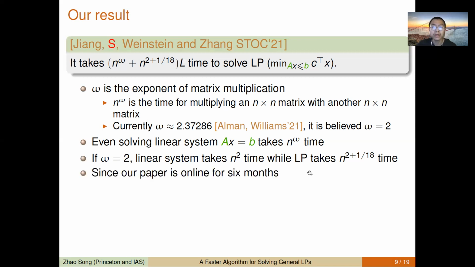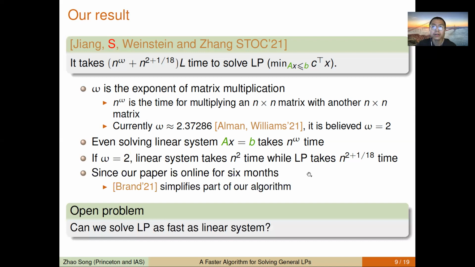Another remarkable result I want to mention is that since our paper has been online for 6 months, Brand has simplified part of our algorithm, however the running time remains the same. So a very interesting question is whether we can actually solve LP as fast as a linear system. Mathematically, can we completely remove this additive term 1/18? This question remains open. We don't know how to do it yet.